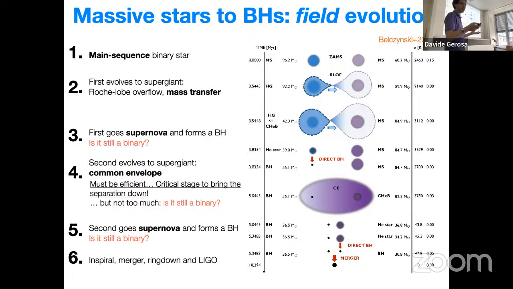And so you don't have a binary black hole at the end. Suppose you survive there as well, you've got another supernova coming along, right? The core needs to collapse into a supernova. If you're still a binary, you maybe form a binary black hole at the end.